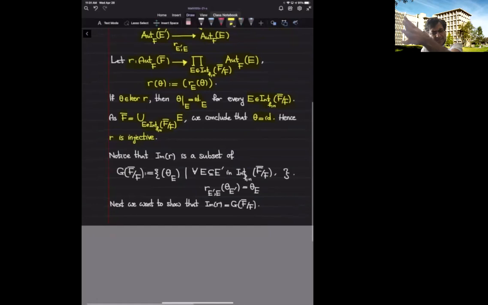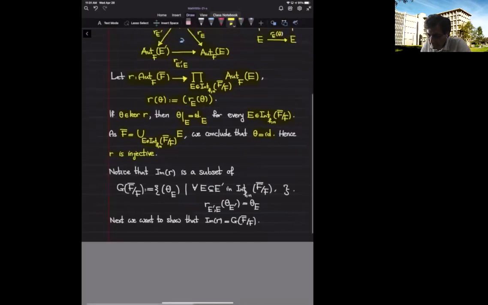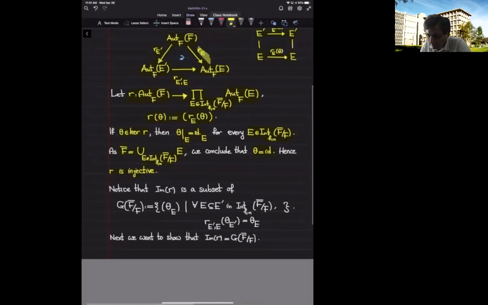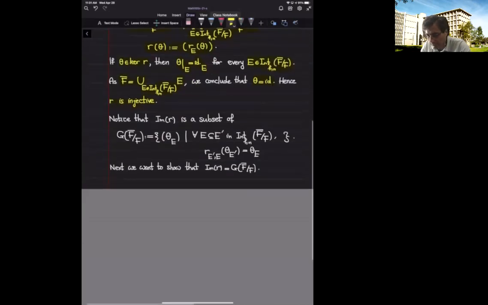Now I want to understand the image of R. When I look at the image of R, I get R of E, or R of E prime, of theta. So if E prime and E can be compared, if one of them is a subset of the other one, then there is a compatibility between these components. They should be compatible with each other, meaning when I restrict one to the smaller subfield, I have to get the other component. So let's put these kinds of elements together.